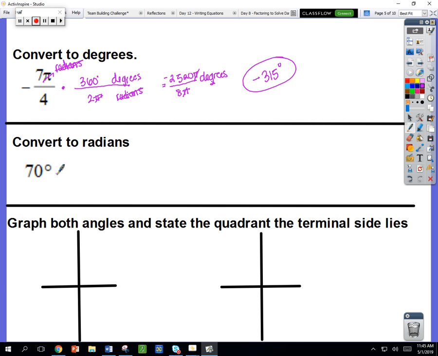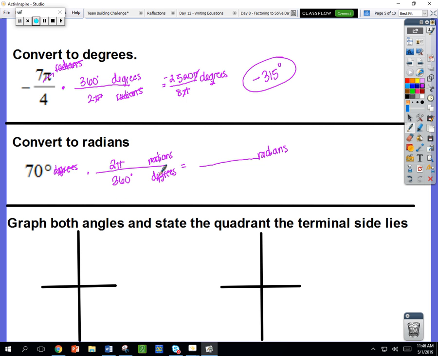Same idea here. I've got degrees, and I want my final answer in radians. So when I convert, I would have radians on top and degrees on the bottom. So that degrees will cancel degrees, and I end up with radians in my answer. And for every 2 pi radians, that's one time around the circle, there are 360 degrees, which is a time around the circle in degrees.